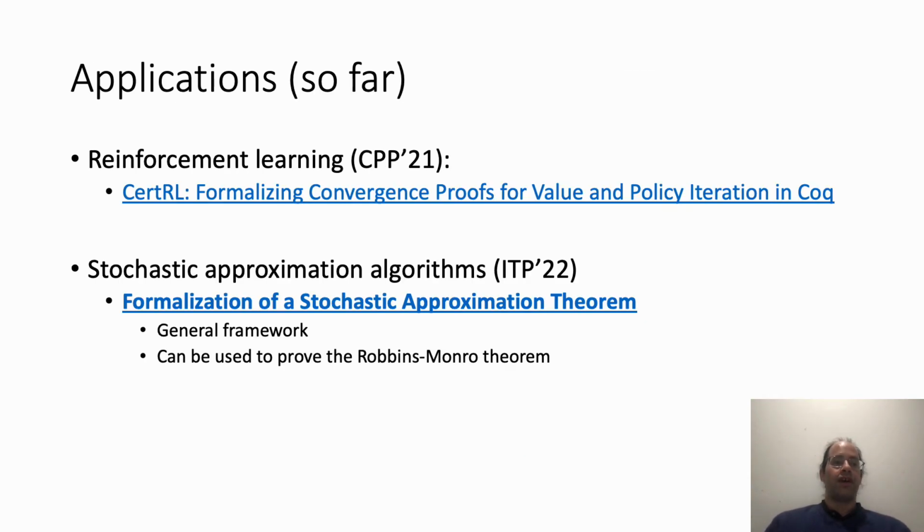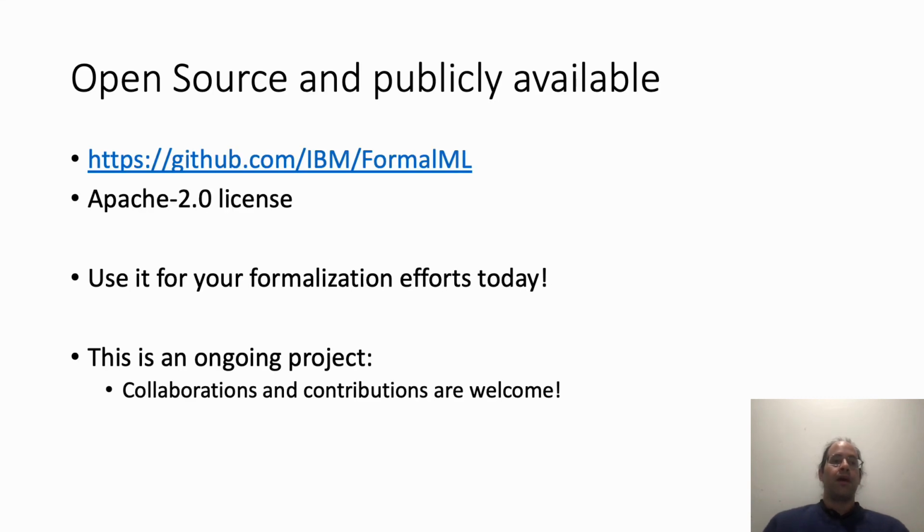We have used this for a couple of applications, particularly in machine learning, which is the goal of our library, to be able to use this to prove theorems for machine learning applications. So we have a paper on formalizing the convergence proofs for value and policy iteration, and we're working on extending this for more general Q learning. We also have a paper that will appear in ITP on formalization of Dvoretzky's stochastic approximation theorem. This is a very general framework by Dvoretzky, and amongst other things, it can be used to prove the convergence of Robbins-Monro.